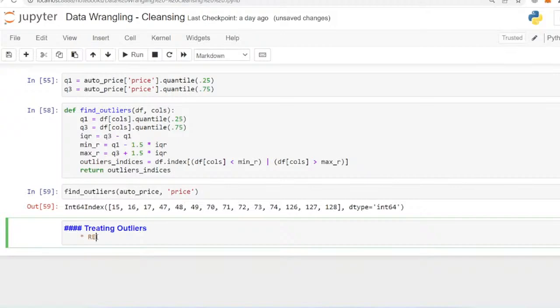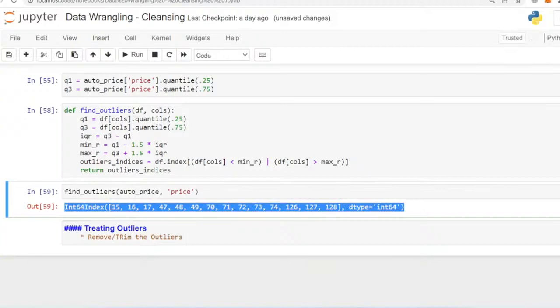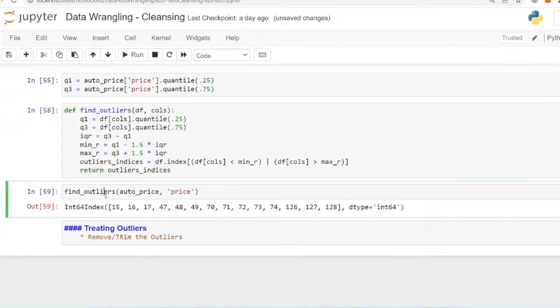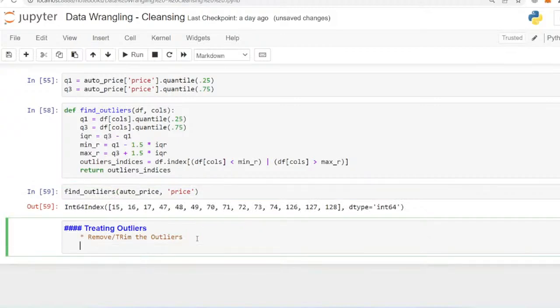So one could be removing the value. You can simply drop these rows, remove or trim the outliers. Suppose we have got these indexes. You can simply pass these index values into the drop function, and that will do your trimming part. It will help you get rid of those outliers. If your outlier count is small, then only this treatment is fine.